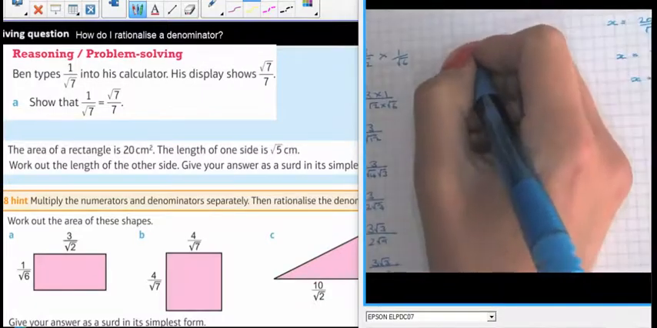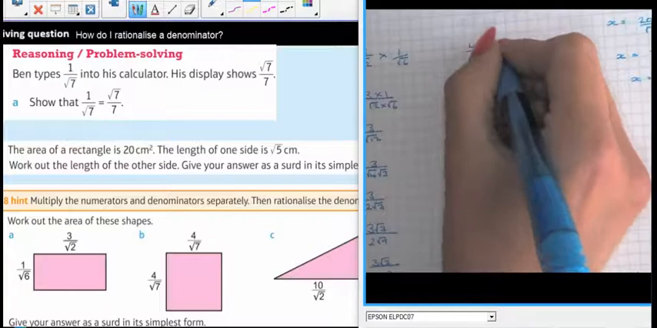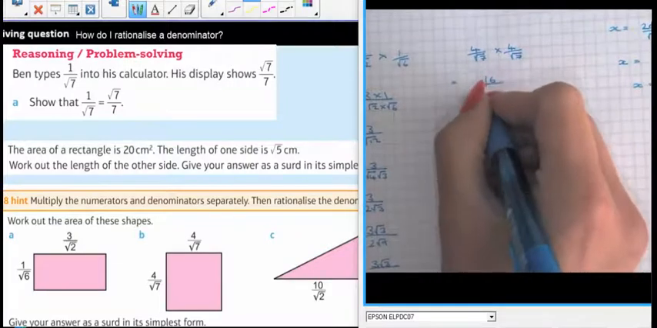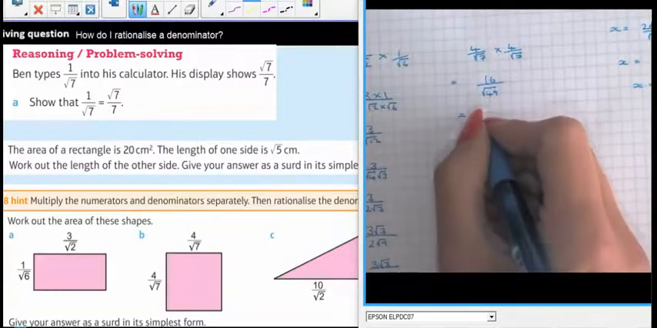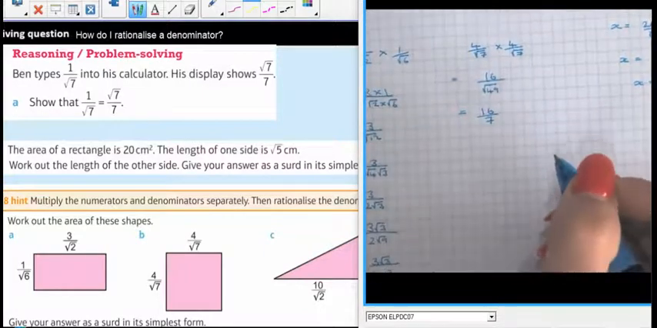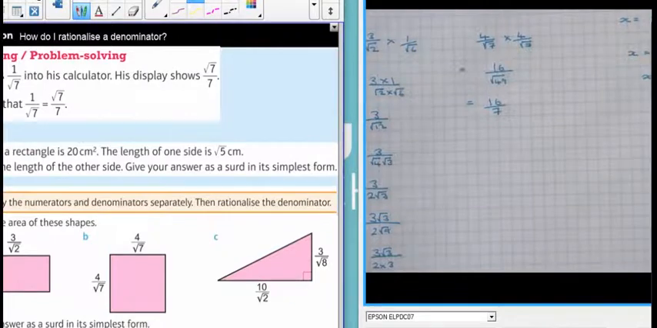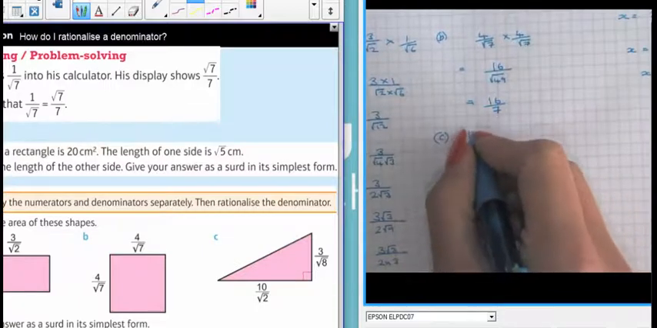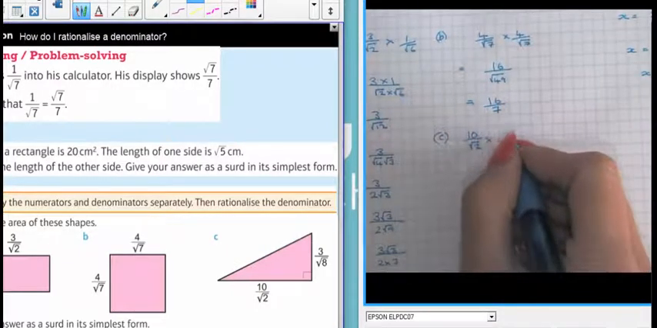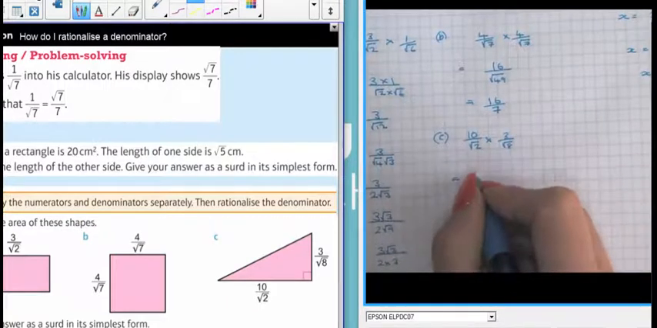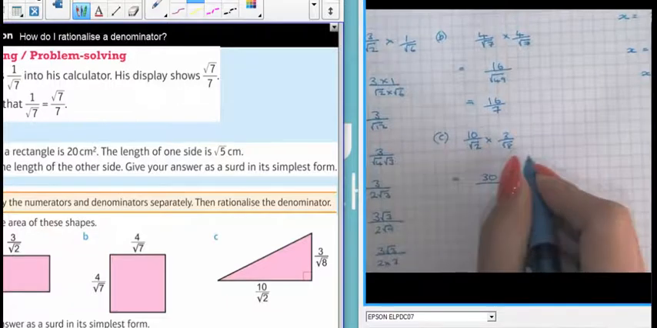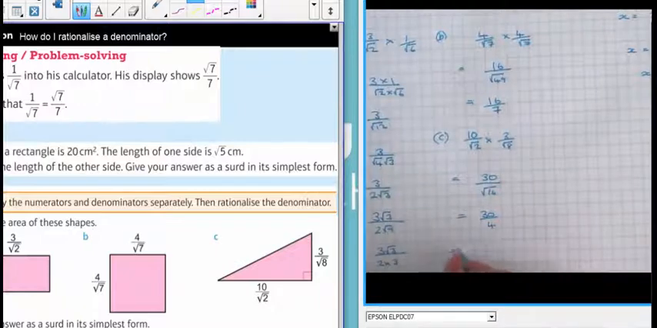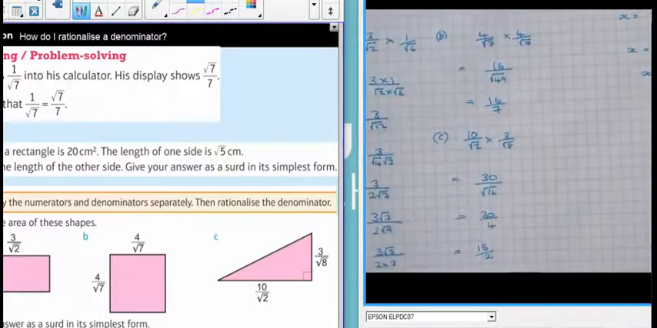Next question I'm going to do is here. 4 over root 7 multiplied by 4 over root 7. 4 multiplied by 4 is 16. Root 7 multiplied by root 7 is root 49. That would give me 16 over 7. Question C. That was B. C. 10 over root 2 multiplied by 3 over root 8 equals 10 multiplied by 3 is 30. Root 2 multiplied by root 8 is root 16. That would give me 30 over 4, which is 15 over 2.